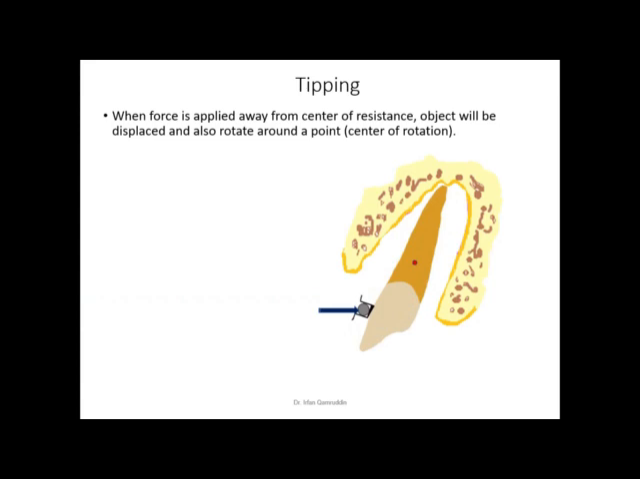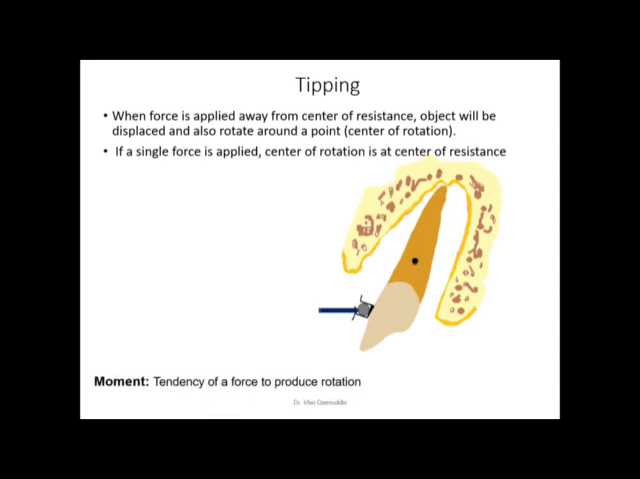Whenever you apply force away from the center of resistance, the object will be displaced and also rotate around a point which is known as the center of rotation. When you are applying a single force, the center of rotation is at the center of resistance. And remember, the center of rotation is the point which itself does not move at all. Now, since you have rotational tendency here, we can say that there is a moment.